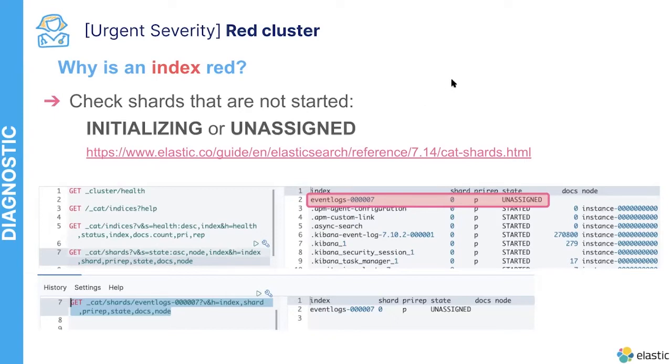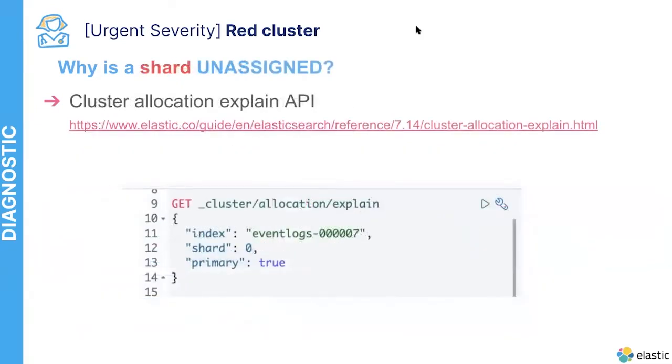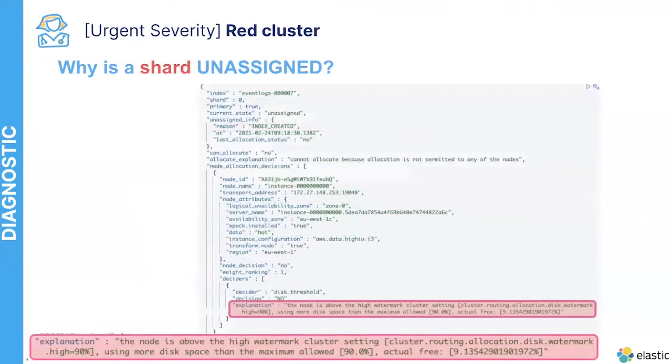So why is the shard not allocated? We can use the allocation explain API to get more information about the index and specific shard that is unassigned. And we get more information than from the health API here. This seems related to the fact that the node where this shard should be has reached its highest watermark.